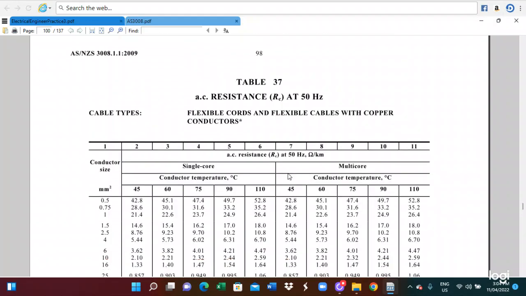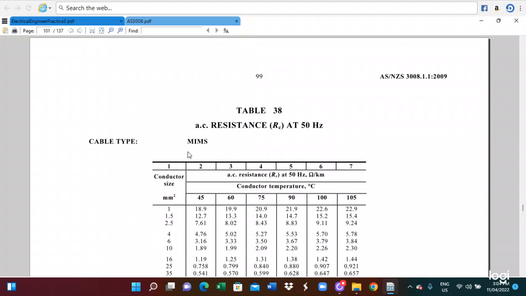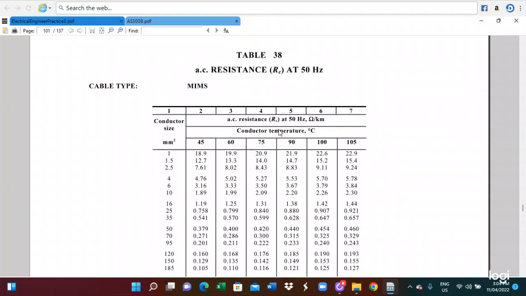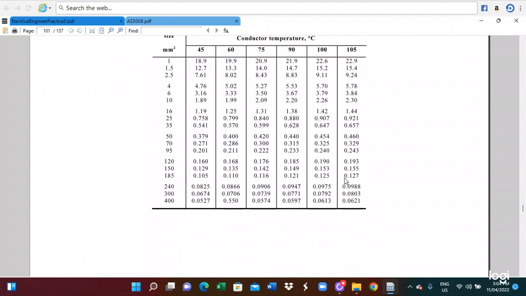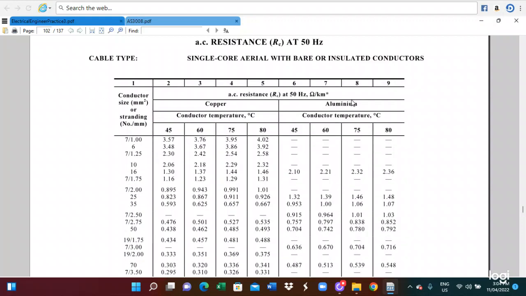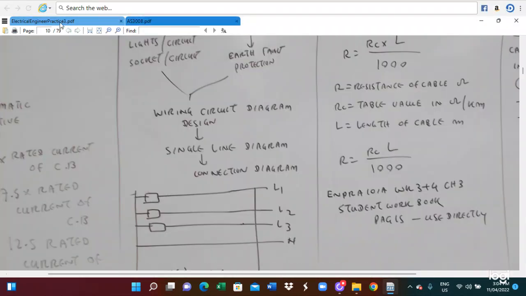Table 37 is for flexible cable with copper conductor, and we get the cable impedance. Table 38 is for MIMS cable, mineral insulated metal sheathed cable, where we use the conductor temperature and the cross-sectional area to get the cable impedance. Table 39 is for single core insulated conductor, where, depending on copper or aluminium as the material, we get the cable impedance. So this is how we calculate the cable impedance.